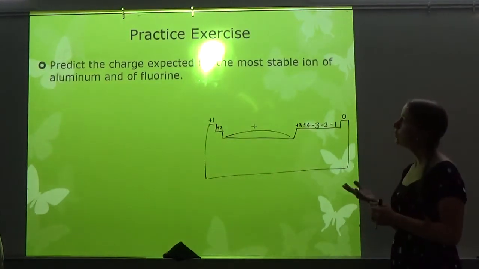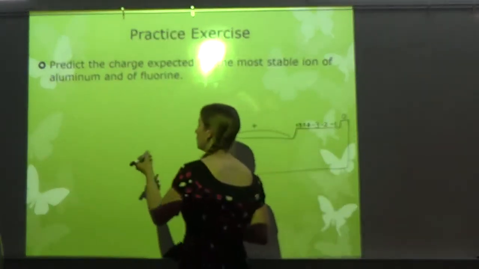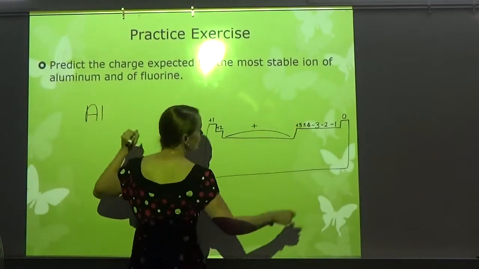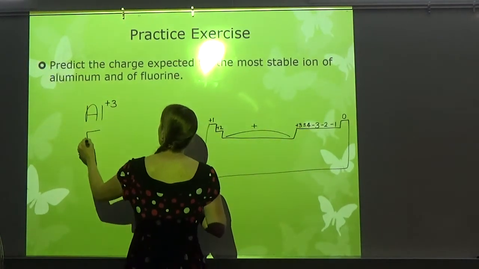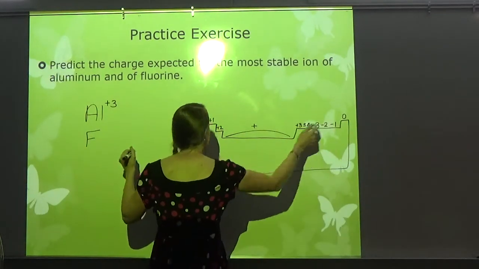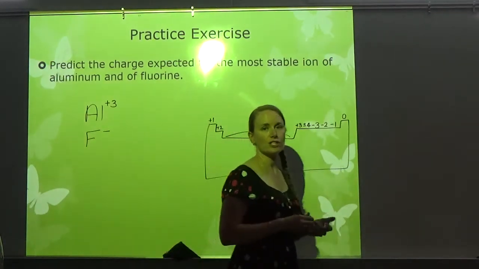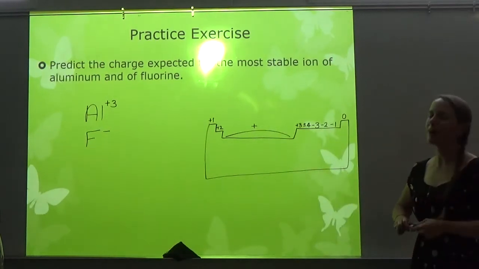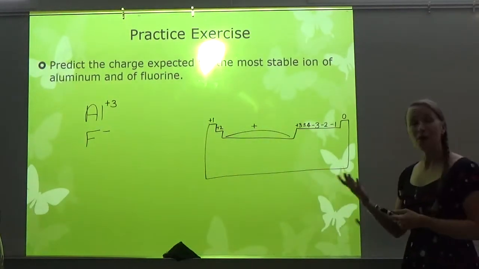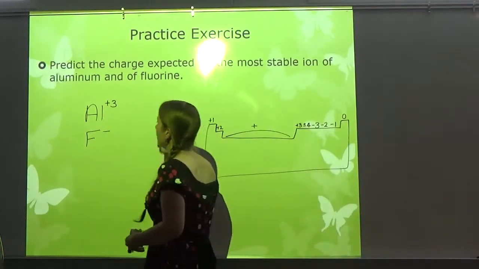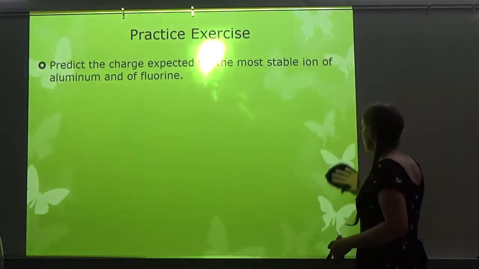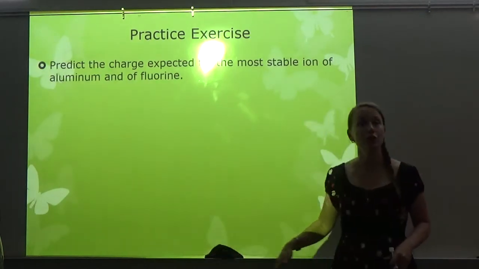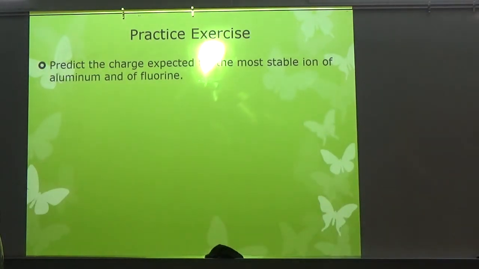So it says predict the charge expected for the most stable ion of aluminum. So aluminum is in group 13, so it would have a positive 3 charge. Fluorine is in group 17, so it would have a negative 1 charge. And of course, remember that the 1 is understood, so I don't usually write it. All right, so hopefully you got those right. And like I said, you can just look at an element on the periodic table as long as it's not a transition metal or other element that has more than 1 charge, and you can tell the charge just based on its location.